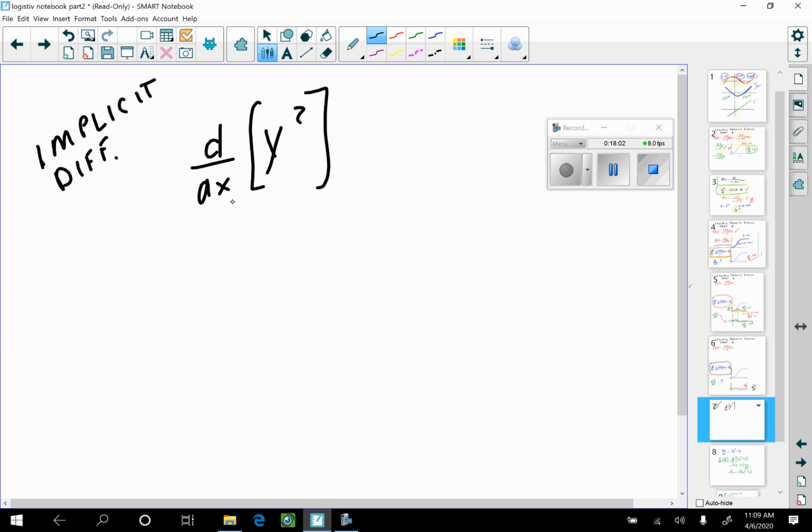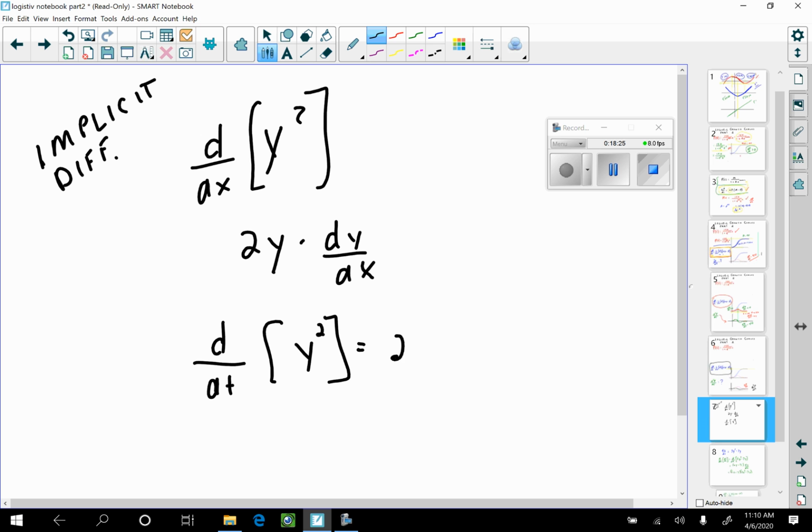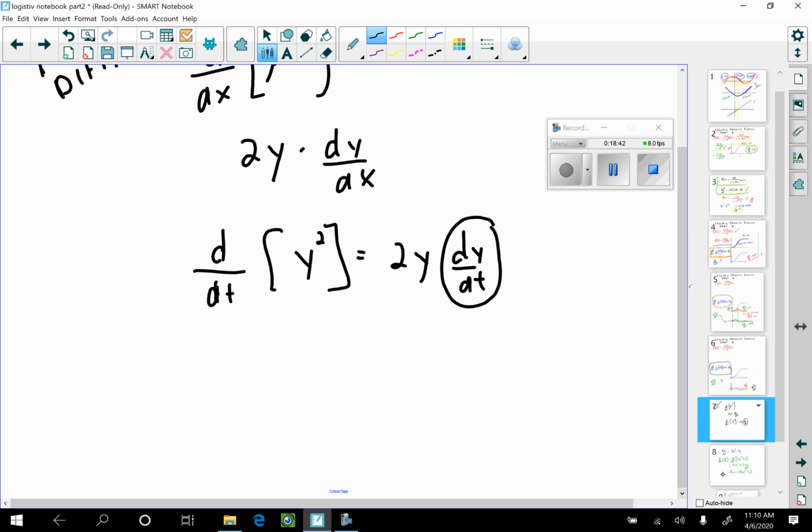You'll have to look this up in your notes. What is this? Well, this is going to be 2y times dy/dx. In like manner, if I'm going to differentiate with respect to t, anything, I can just go y squared again. That's going to be 2y dy/dt. So if the variables don't match up, I have to add this dy/dt on the end of it. And that's what I did not do on the first video, and I'm cleaning that up here.